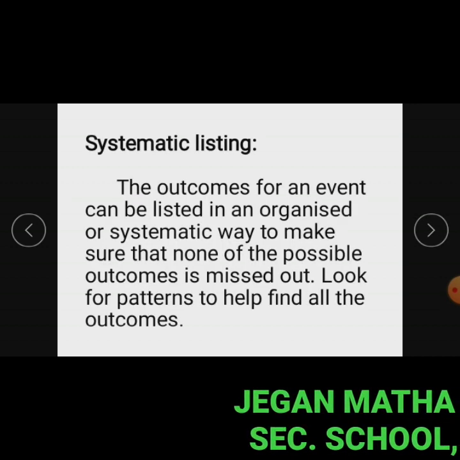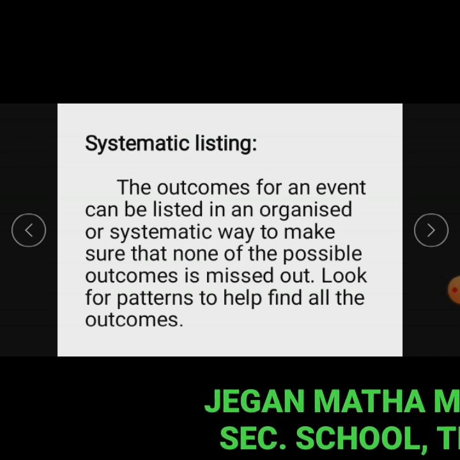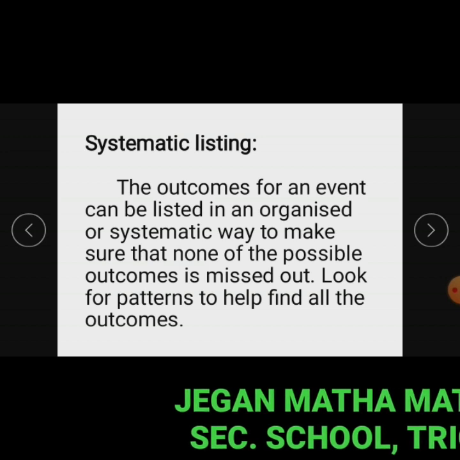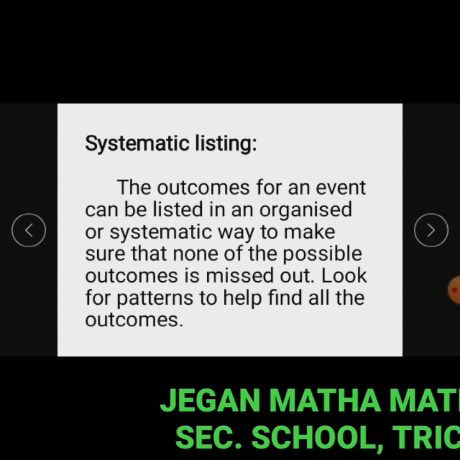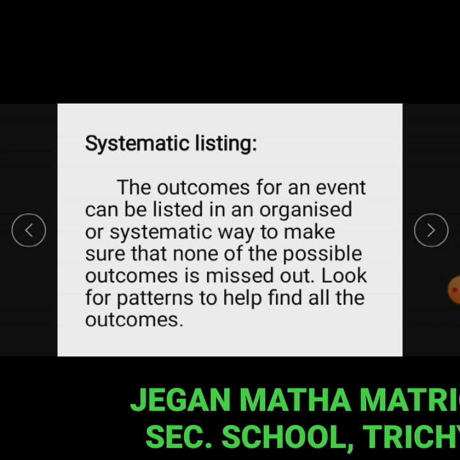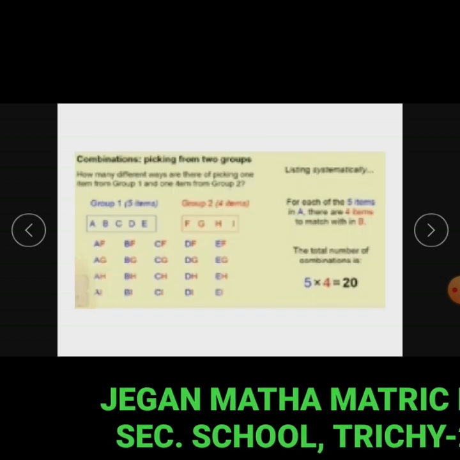Systematic listing. The outcomes for an event can be listed in an organized or systematic way to make sure that none of the possible outcomes is missed out. Look for patterns to help find all the outcomes.